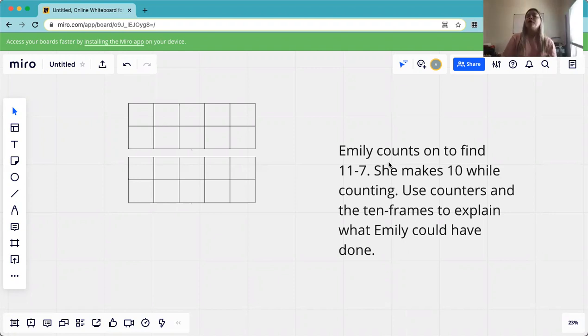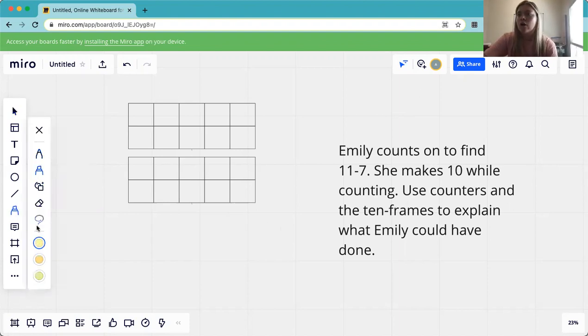So I want to think about what we're being asked to do. Real quick, before we start that, I want to make sure that you have your 2 10 frames ready, your counters ready, your dry erase marker, whatever you need to help you solve this problem, because this problem we are going to do together. The next one, you will do by yourself. So thinking about this, what are we being asked to do? We're being asked to see and explain how Emily would find 11 minus 7.